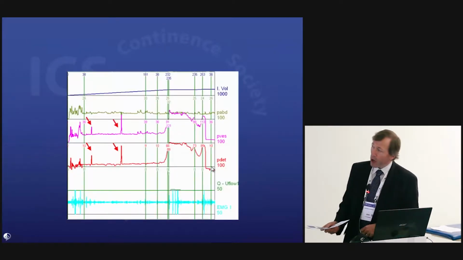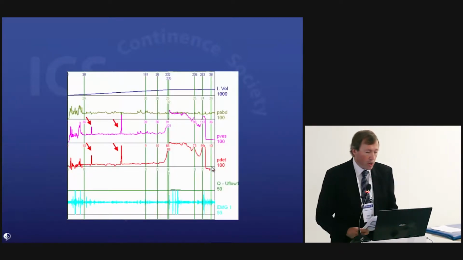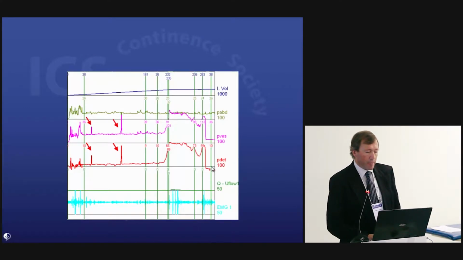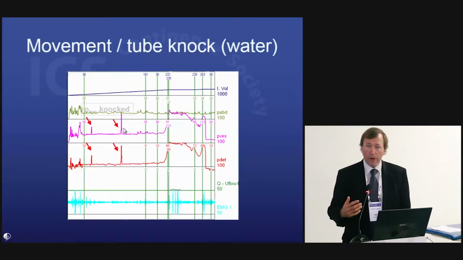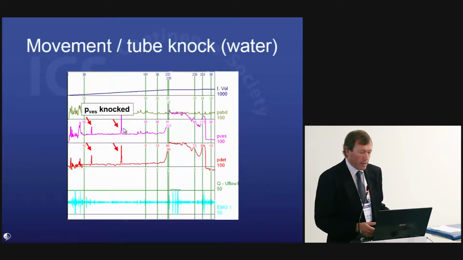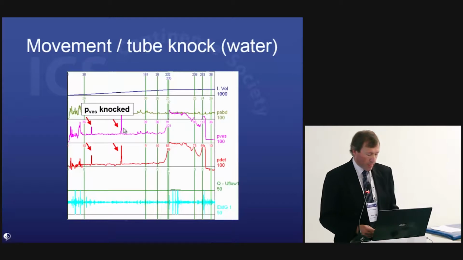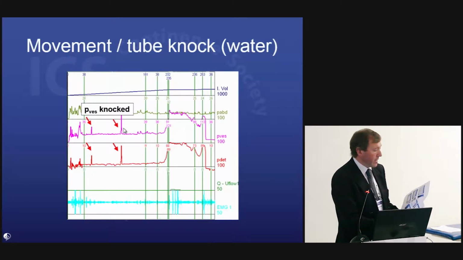Here's another one with a knock. Again, we can be confident that the signal is being picked up well because the rise in pressures just before that are pretty equal. However, there is a very obvious spike on the PVES line, and here an even greater one. Something's knocking the line. So again, what you do is move the tube away from the knock, try and identify what the problem is, and stop it happening in future.